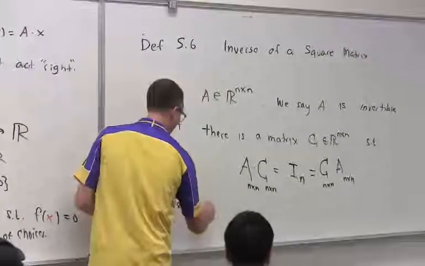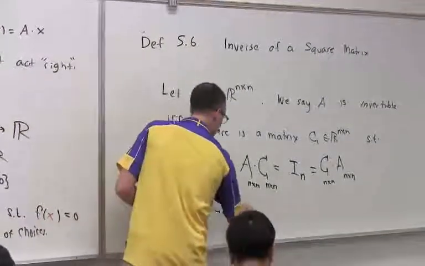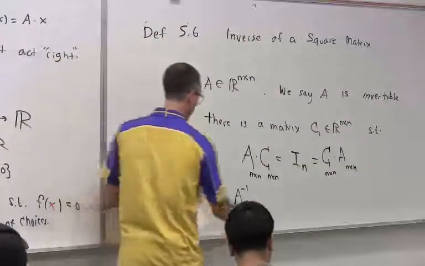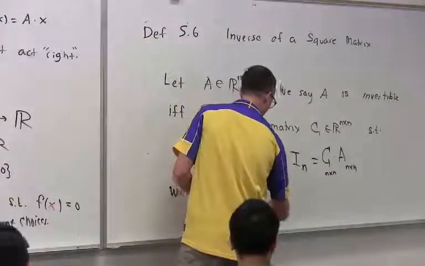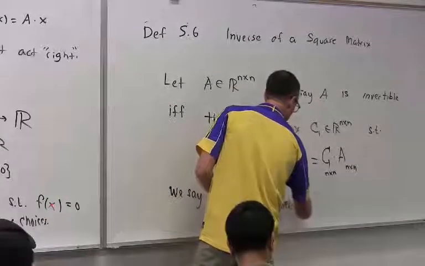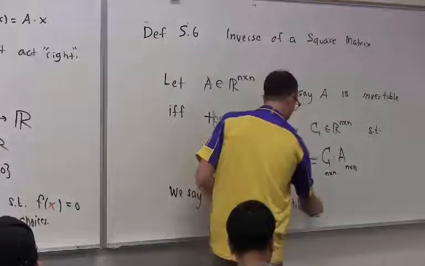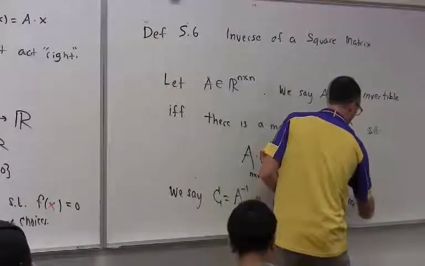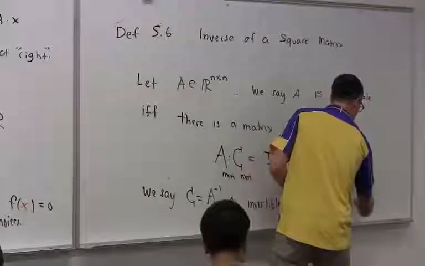We say C is going to be the inverse of A. An invertible matrix is called non-singular.